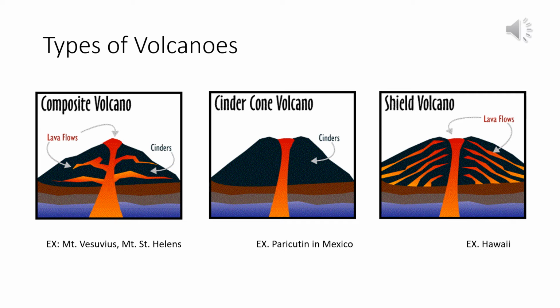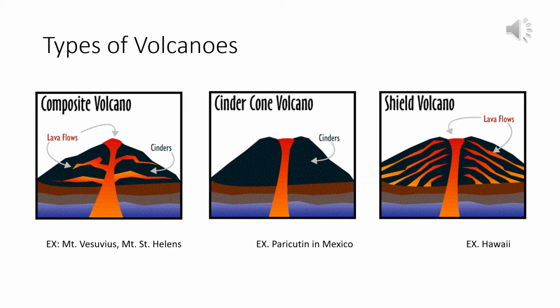Briefly, let's discuss the types of volcanoes that you will see. Most volcanoes fall into one of three categories: a composite, a cinder cone, or a shield volcano. Composite volcanoes are the ones that you're most familiar with. These include Mount Vesuvius and Mount St. Helens, both of which produce large amounts of both magma and gas and ash. These are the most damaging and the most destructive.